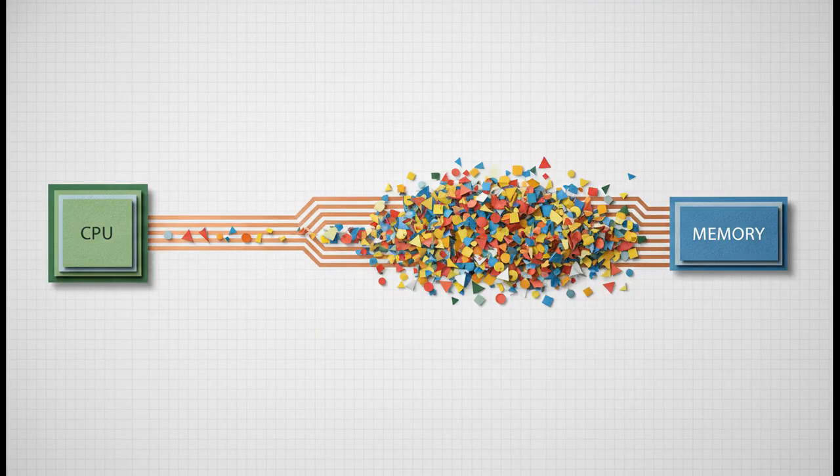But, and this is a really famous but, that elegant design has a major trade-off. It's called the von Neumann bottleneck. Since the instructions and the data have to share the same single-lane road to get to the CPU, you can get a traffic jam.